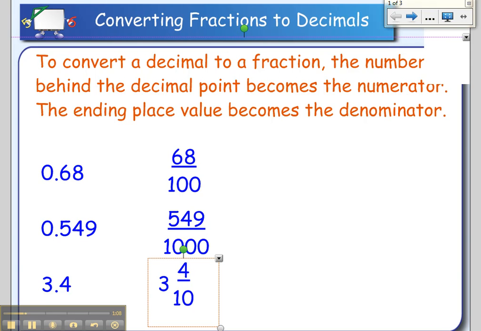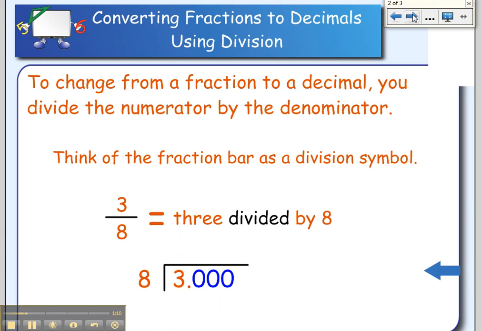Let's practice changing it the other direction now as well. I can also change from a fraction into a decimal. To do that, I need to divide the numerator by the denominator. Remember, the top number always goes in the house. So I need to think of the fraction bar as my division symbol. Right here in between the 3 and the 8, that's telling me to divide. So it's saying 3 divided by 8.